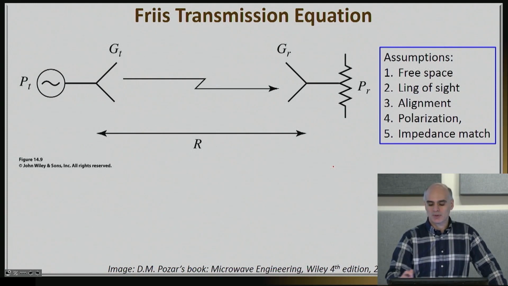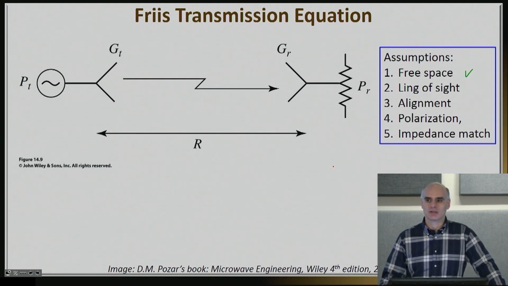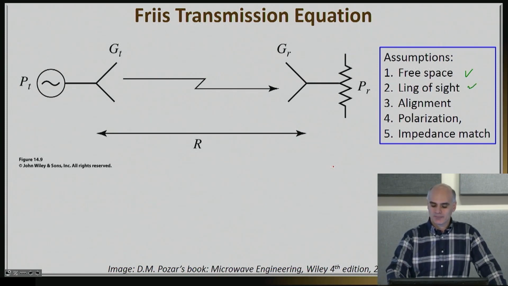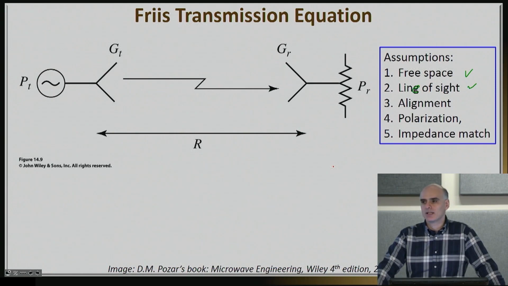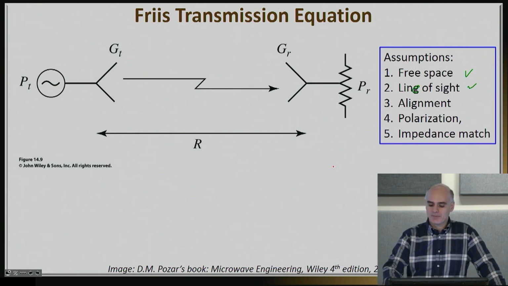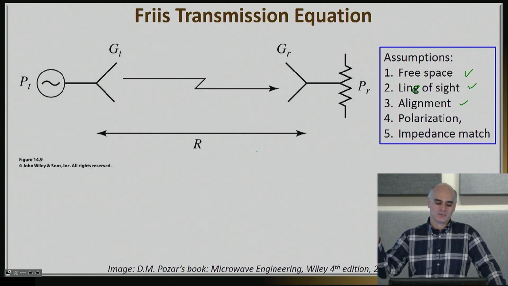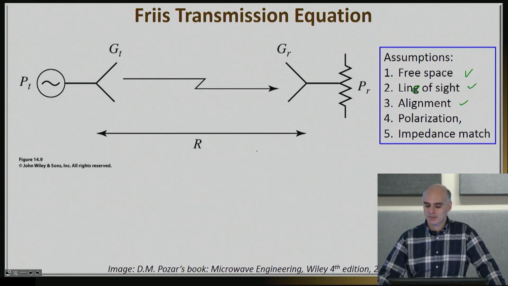First assumption is that we're assuming we have free space propagation, so that means that there is nothing else except for my transmitter and receiver. We're assuming that we have line of sight. Essentially, that means that there are no obstacles between the two. There is perfect alignment, so the main beam is pointing from the receiver to the transmitter without any misalignment errors.